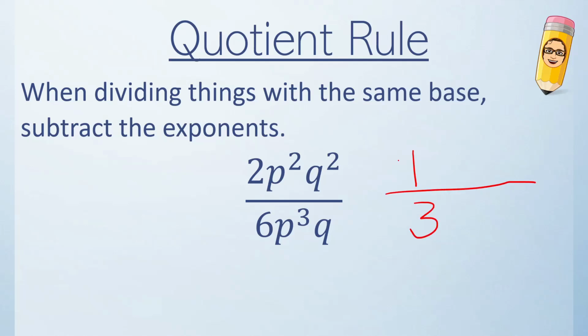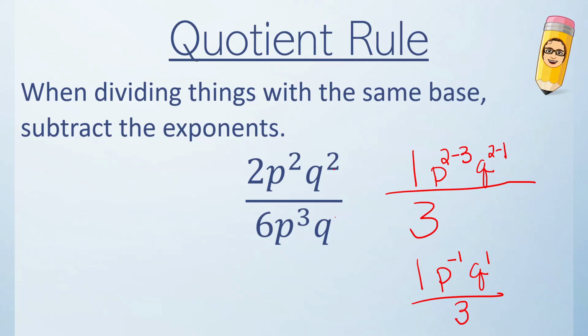Now, I'm going to subtract. I'm going to go p to the 2 minus 3. Now I've got to do the q. So that will be q to the 2 minus 1. Notice what I'm doing. I'm literally subtracting the numerator from the denominator. So I'm going to simplify. So that'll be 1 over p to the negative first and q to the first.